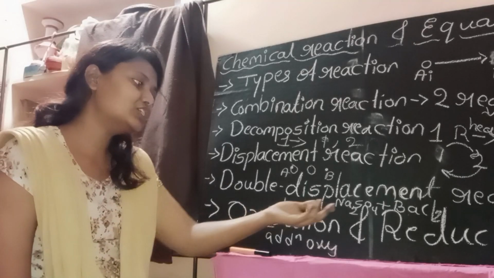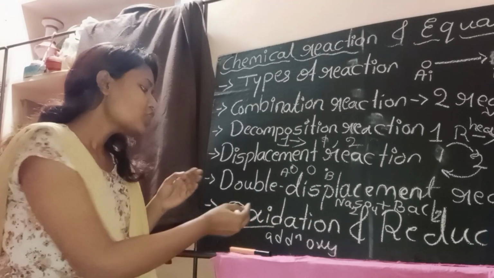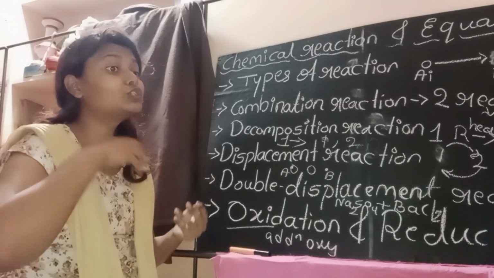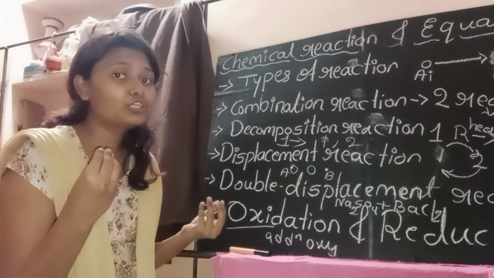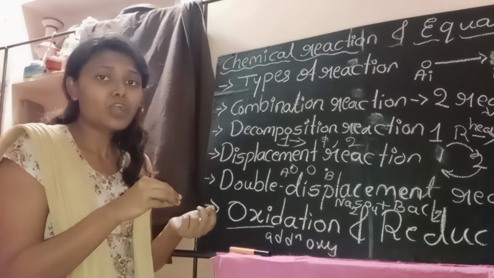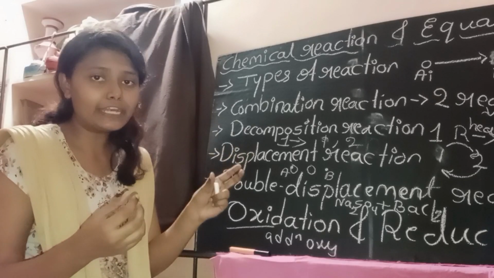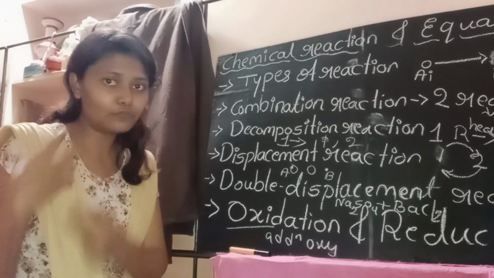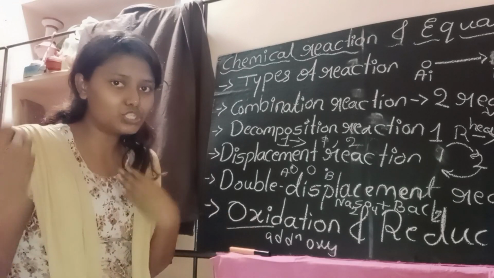Then we have oxidation and reduction. These are very simple. Oxidation is the addition of oxygen to a molecule, an element, or a metal. We are just adding oxygen. For example, when I add oxygen to a hydrogen molecule, the formation of water is an oxidation reaction.